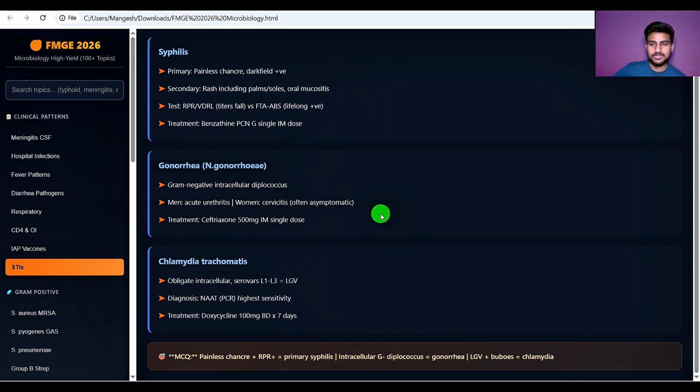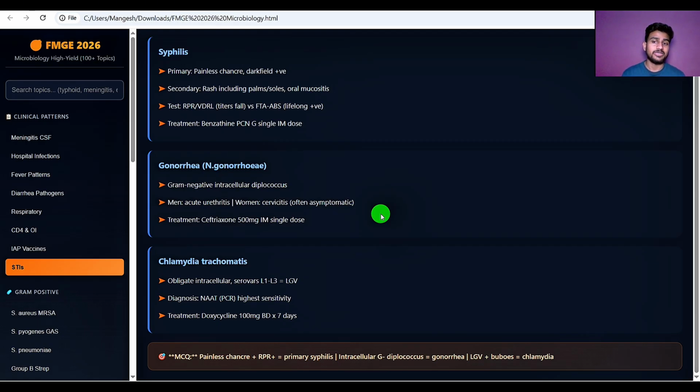The next thing is gonorrhea. In gonorrhea, the causative organism is Neisseria gonorrhoeae. That is a gram-negative intracellular organism, and it is a diplococcus, like there are 2 circles, that is the shape. Then in men and women, it causes different symptoms. In men, that is acute urethritis, and in women it is cervicitis, and it is often asymptomatic in women.